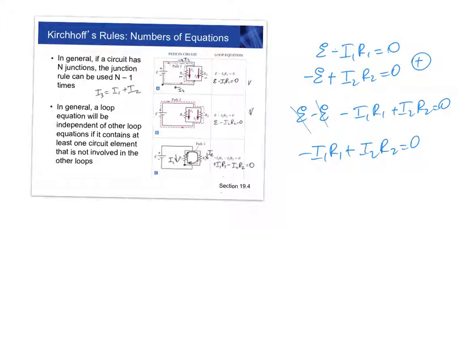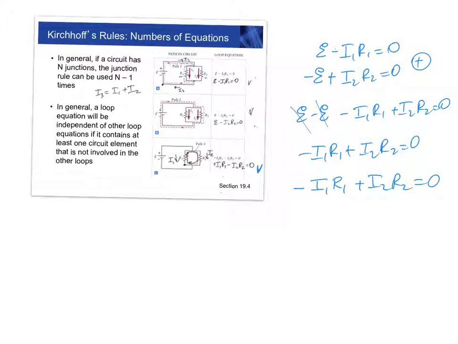So over here in the bottom, our last equation was actually identical. It was I1 R1 minus I2 R2. If we multiply it by a negative sign, we get an identical equation. That means the third equation is kind of hidden in equations 1 and 2, and that's why it's useless. It doesn't have any new information. So we're only using equations 1, 2, and the junction rule.